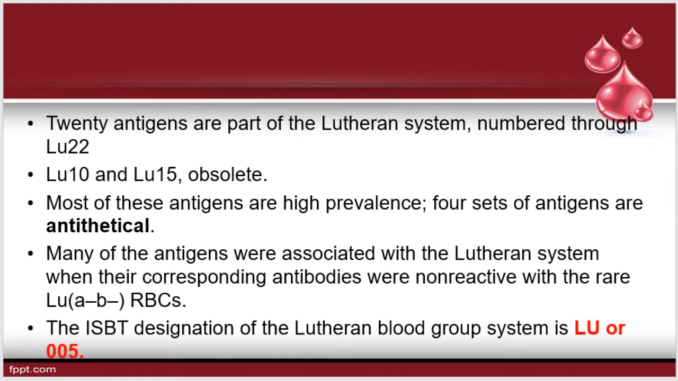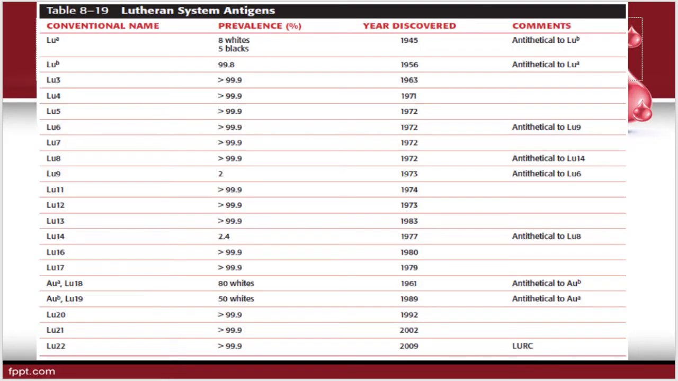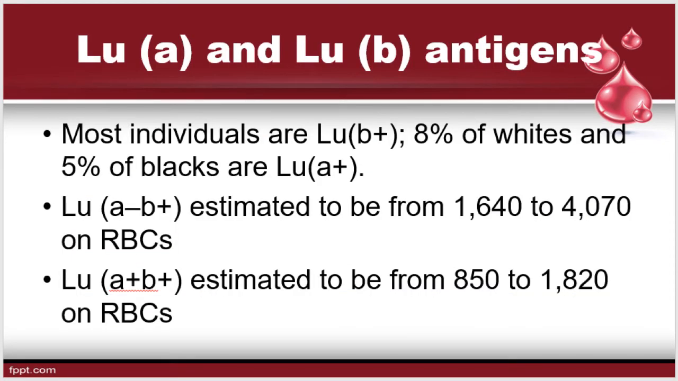The ISBT designation for the Lutheran blood group system is LU, or 005 system. These are the Lutheran system antigens, a summary of those 20 antigens. LUA and LUB are antigens produced by allelic codominant genes. There are two major antigens: LUA, the low frequency antigen, and LUB, the high frequency antigen.